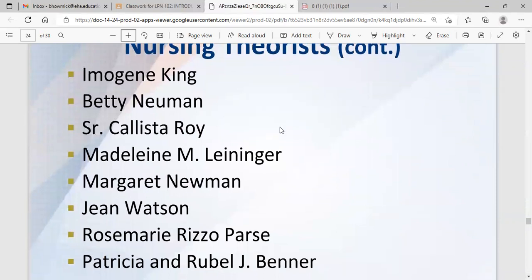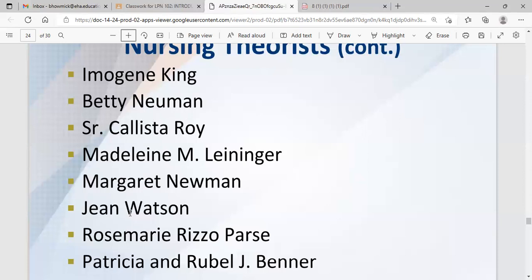One is Imogene King. That person established the theory of goal attainment and stated that the nurse is considered part of the patient's environment, and the nurse-patient relationship is for meeting the goal of health. The other person is Betty Neuman. In her theory, she states that many needs exist and each may disrupt the client's balance or stability. Reducing threats is the goal of the systems model of nursing practice. She established it, Betty Neuman.